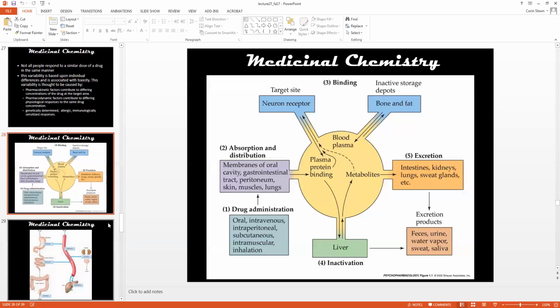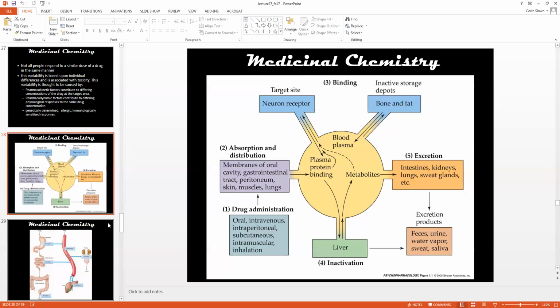When we think about the binding of these compounds, it's really important for us to identify that there are several different modes of binding. So you have a target site and a neuron receptor. You can have inactive storage deposits, such as in bone or fat. You can have the absorption and distribution through membranes or the gastrointestinal tract or the peritoneum, skin, muscles, or lungs.